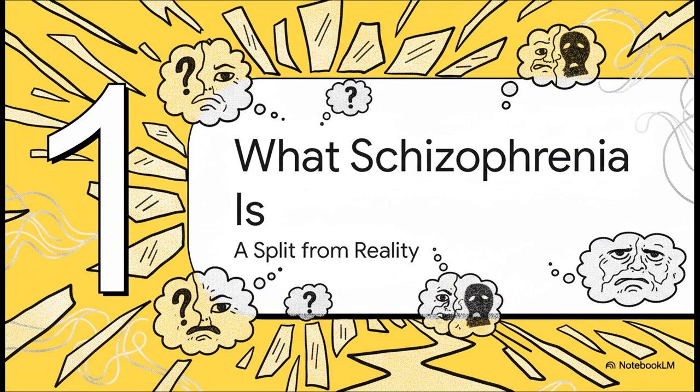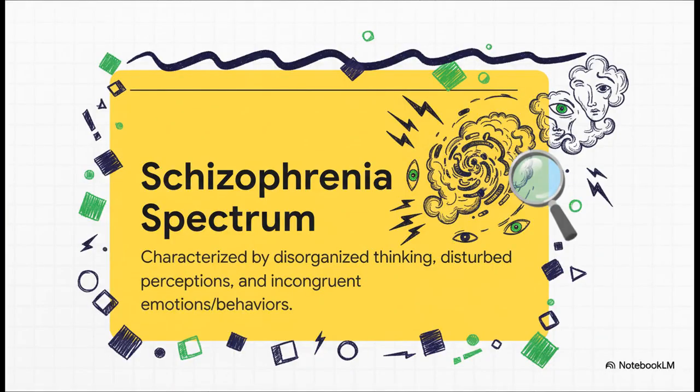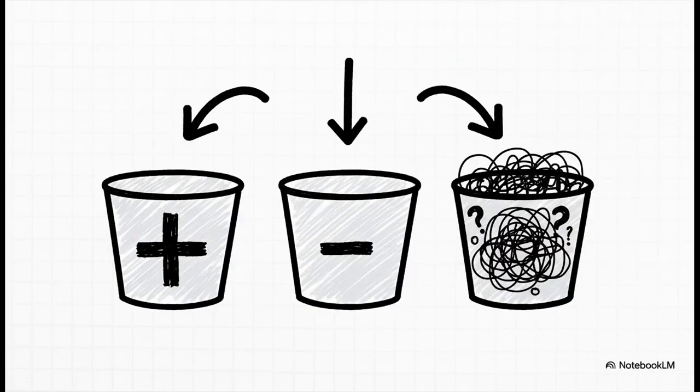What does a split from reality actually look like or feel like for the person who's going through it? Let's break it down. First off, it's not just one thing. We now think of it as a whole spectrum of disorders, but the main defining feature is that a person loses contact with reality. This leads to what experts call psychotic symptoms, and that can mess with how a person thinks, how they feel, and how they see the world, which, as you can imagine, makes just getting through a normal day incredibly hard.